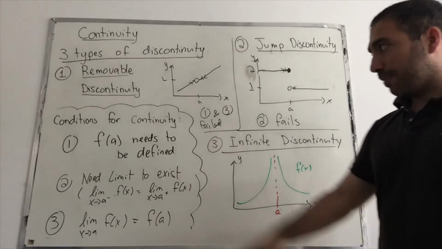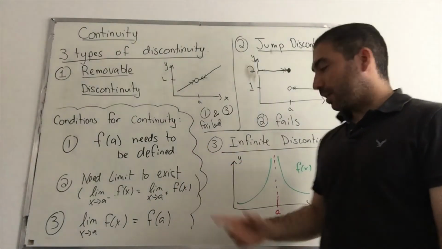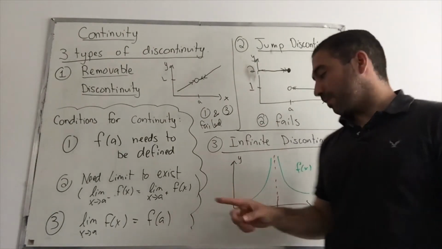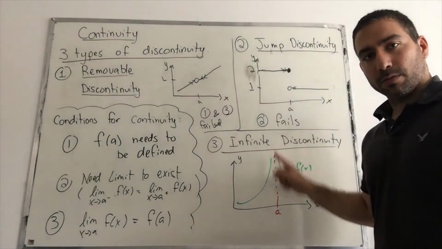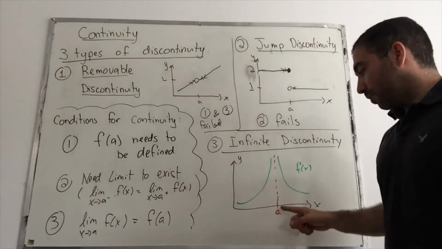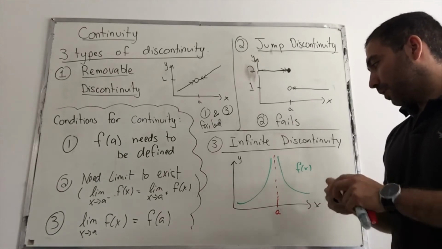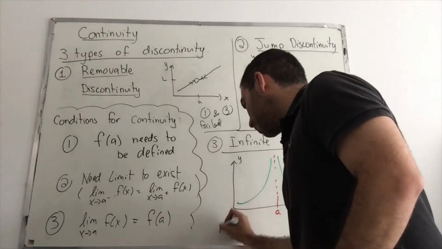Well, f of a needs to be defined. So right away condition 1 fails because at a we have an asymptote. So there's actually no point where the function is defined, right? There's no solid dot here. So condition 1 fails. So 1 fails. Let's check 2.